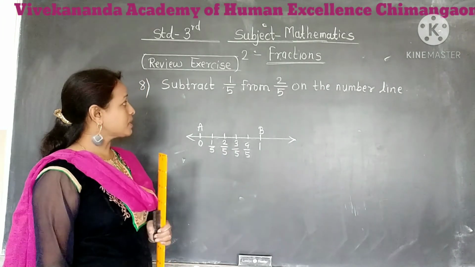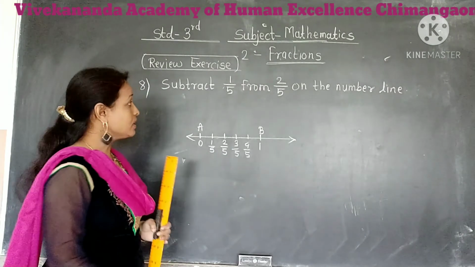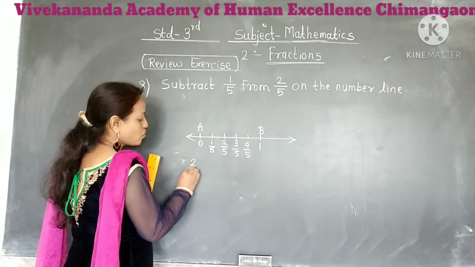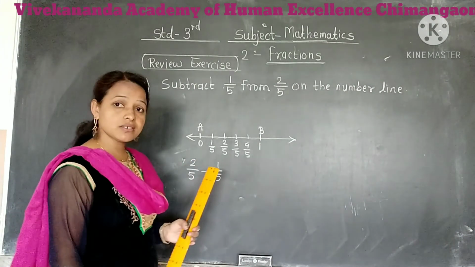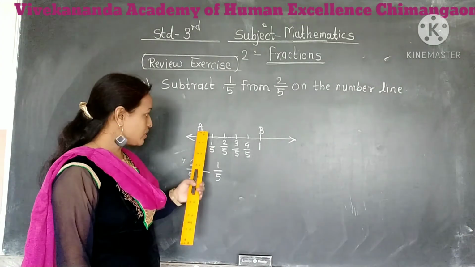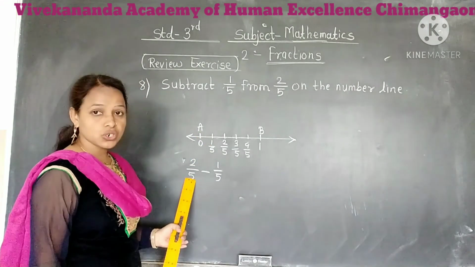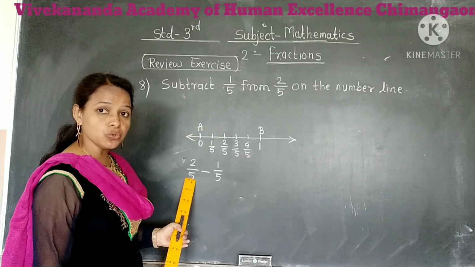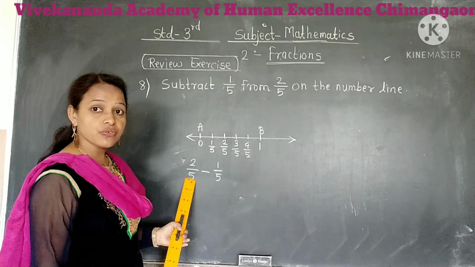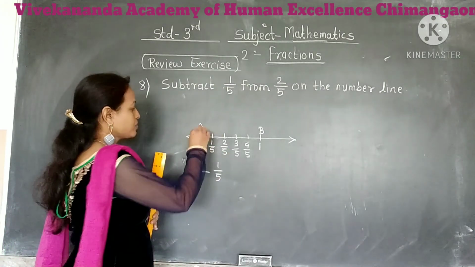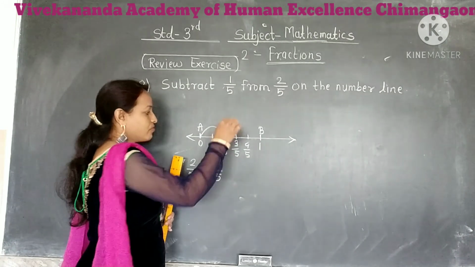Now we have to subtract 1 upon 5 from 2 upon 5. So here the subtraction is 2 upon 5 minus 1 upon 5. So first we have to start from point A to reach 2 upon 5. Means we have to move towards B to reach fraction 2 upon 5. So we move from A to reach fraction 2 upon 5.